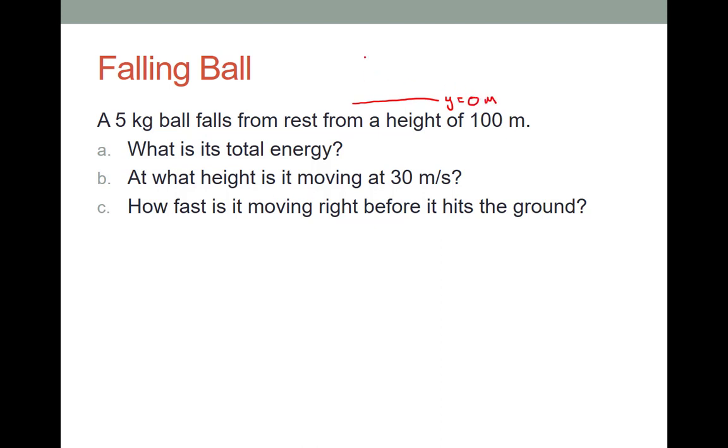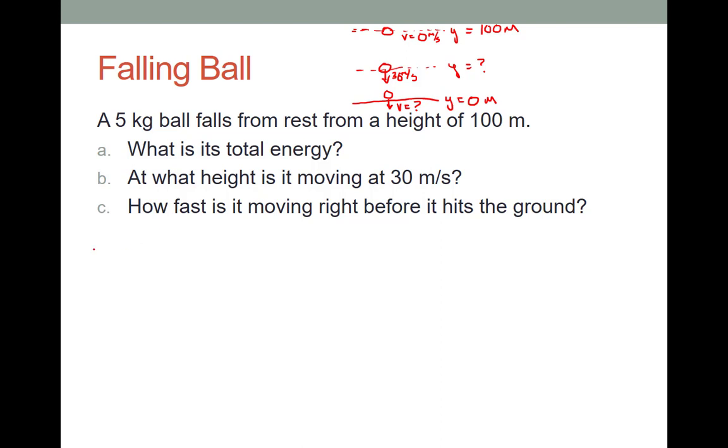I'm looking at part B and seeing I need some spot in the middle, but I don't know what height that is at. And then I have the problem statement, which tells me I start at 100 meters. I'm also told that at this location, V equals 0. At this location, we're moving downward at 30 meters per second. And the last thing it wants to know is how fast is it moving right before it hits the ground. So right before it hits the ground, it's still going to be moving downward, but we don't know how fast.